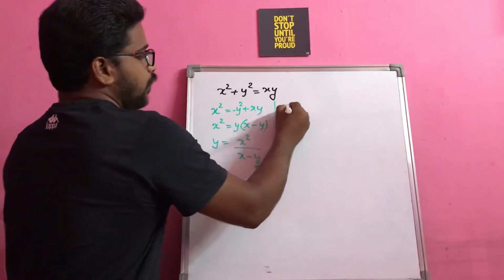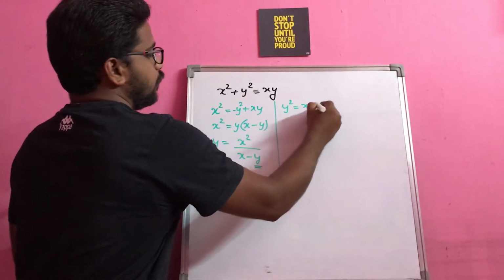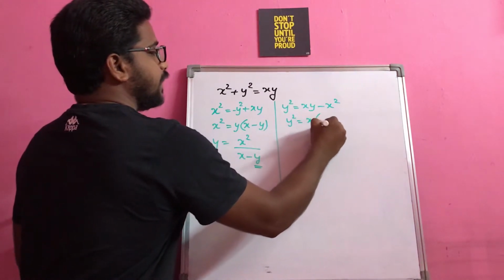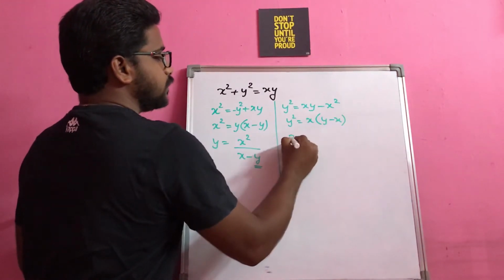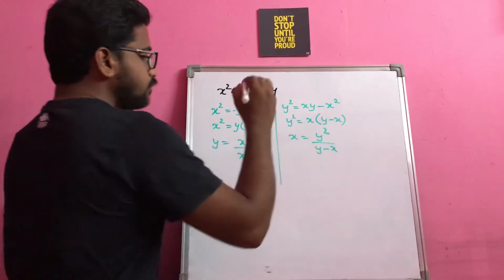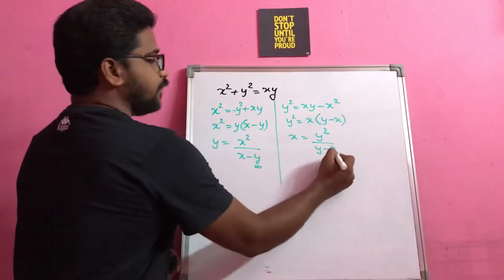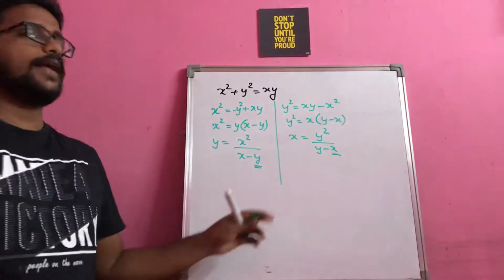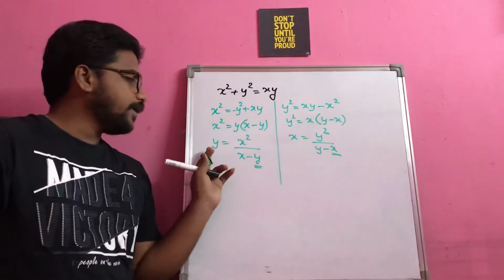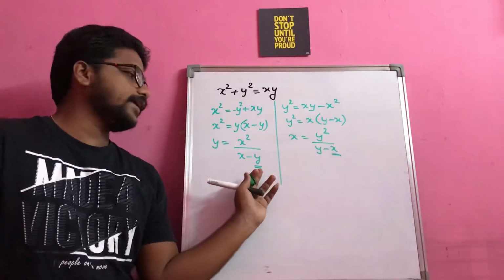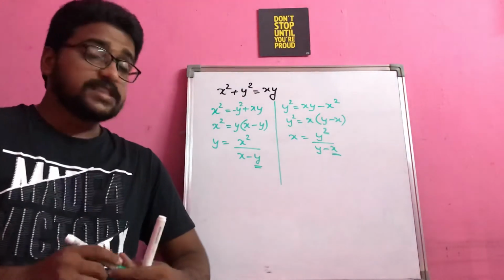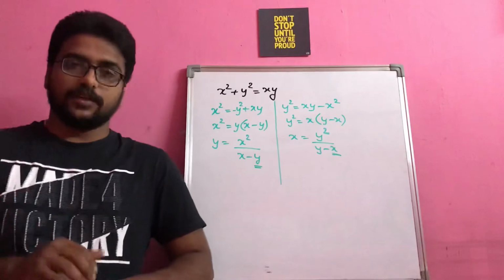Similarly, if you want to find the y square value, y square is equal to, if I take x as common, y minus x, from this x is equal to y square by y minus x. So you can observe here, again whenever you are trying to find the value of x, still you are getting x here. When you try to find the value of y, still you are getting it in the form of y. So these types of functions are called implicit functions.